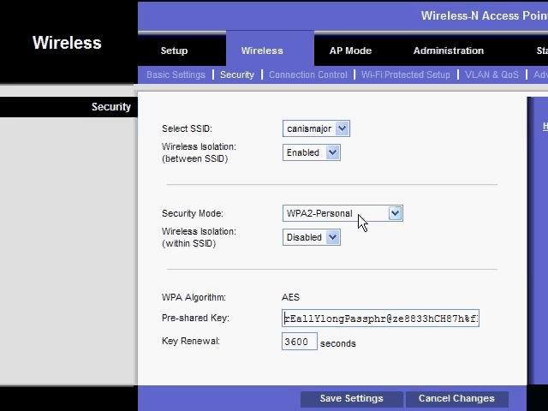What you don't want is none, N-O-N-E, which means no encryption. You don't want W-E-P, and you don't want W-P-A. What you want is W-P-A-2. Now, you may find that some of your old computers are not compatible with W-P-A-2. They only work with one of the insecure encryption methods.